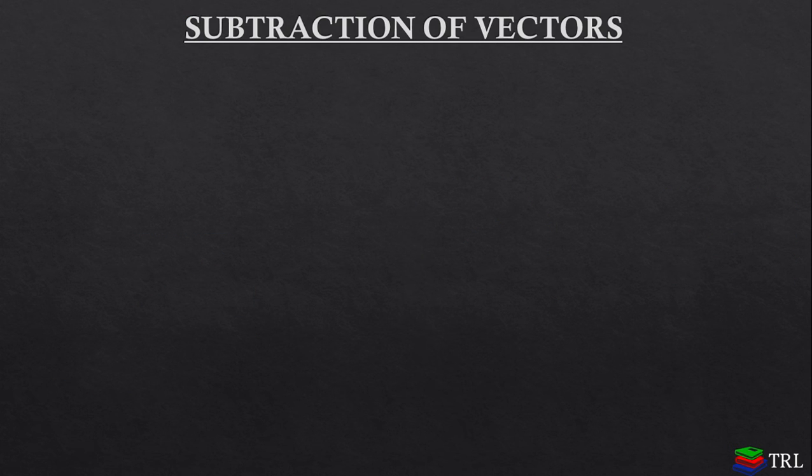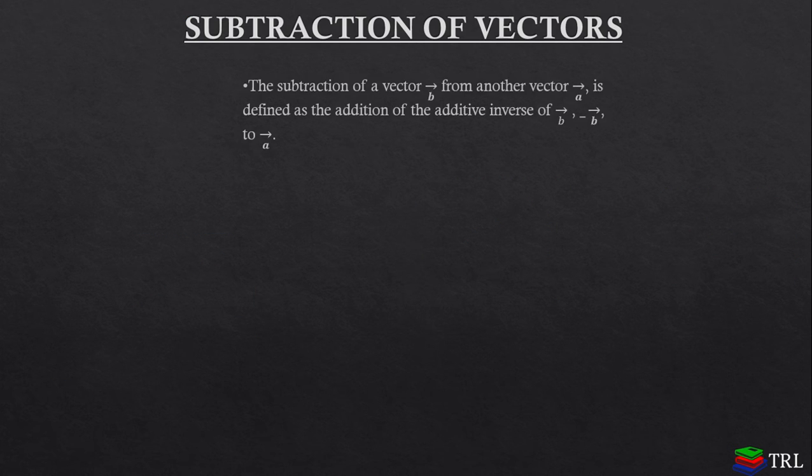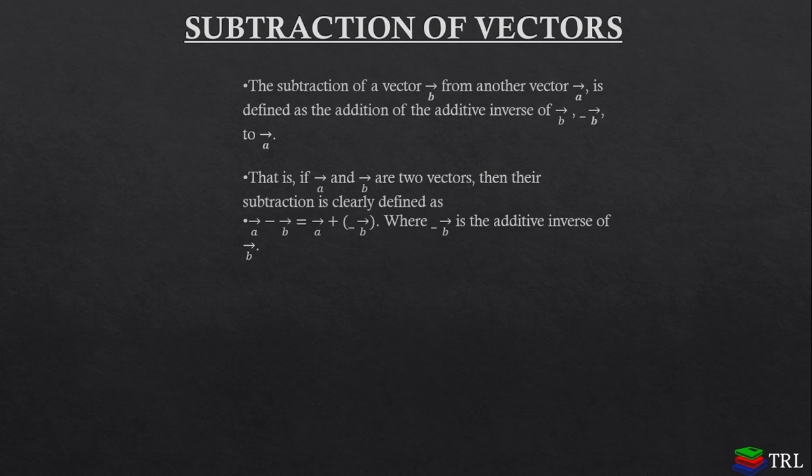Now let's look at the subtraction of vectors. The subtraction of a vector B from another vector A is defined as the addition of the additive inverse of vector B, that is minus vector B, to vector A. That is, if vector A and vector B are two vectors, then their subtraction is defined as vector A minus vector B equals vector A plus minus vector B, where minus vector B is the additive inverse of B.